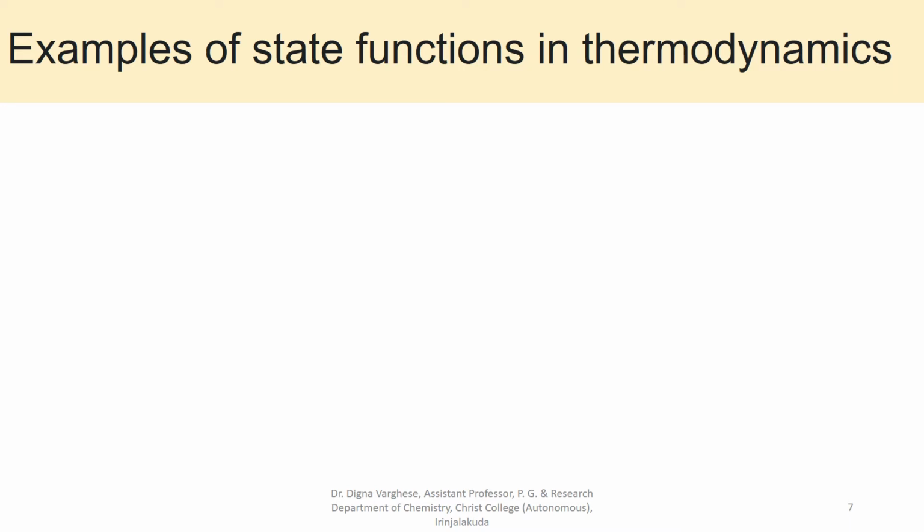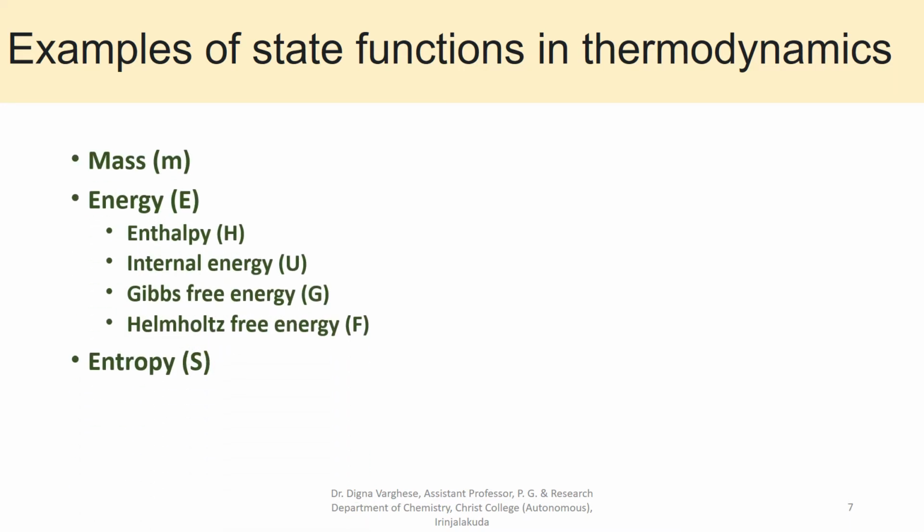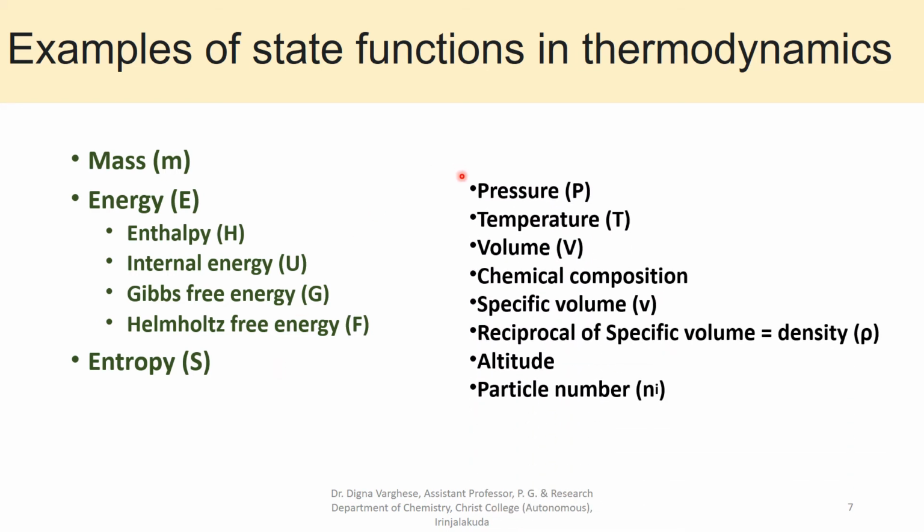Examples of state functions in thermodynamics: mass, energy, enthalpy, internal energy, Gibbs free energy, Helmholtz free energy, entropy, and others are pressure, temperature, volume, chemical composition, then specific volume, reciprocal of specific volume, then altitude, particle number, etc. These are some examples of state functions in thermodynamics.